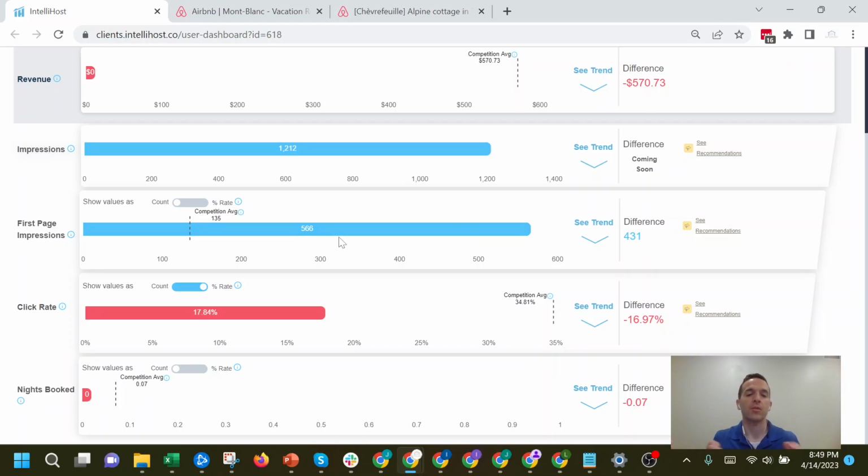Now, I always get this question, where's this data coming from? It's coming straight from your Airbnb login into your dashboard. So this is straight from the source, okay? Where's the competition coming from? That's coming straight from Airbnb as well.